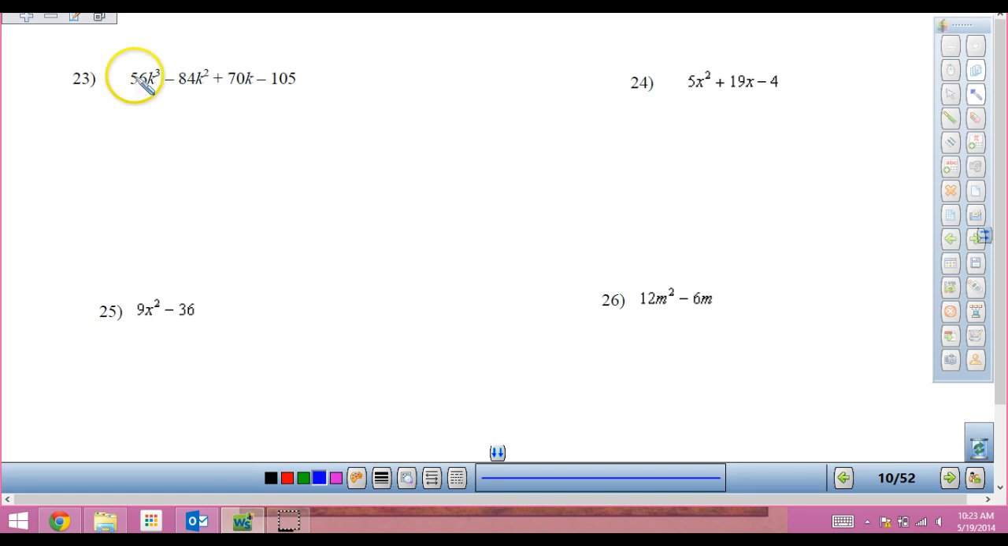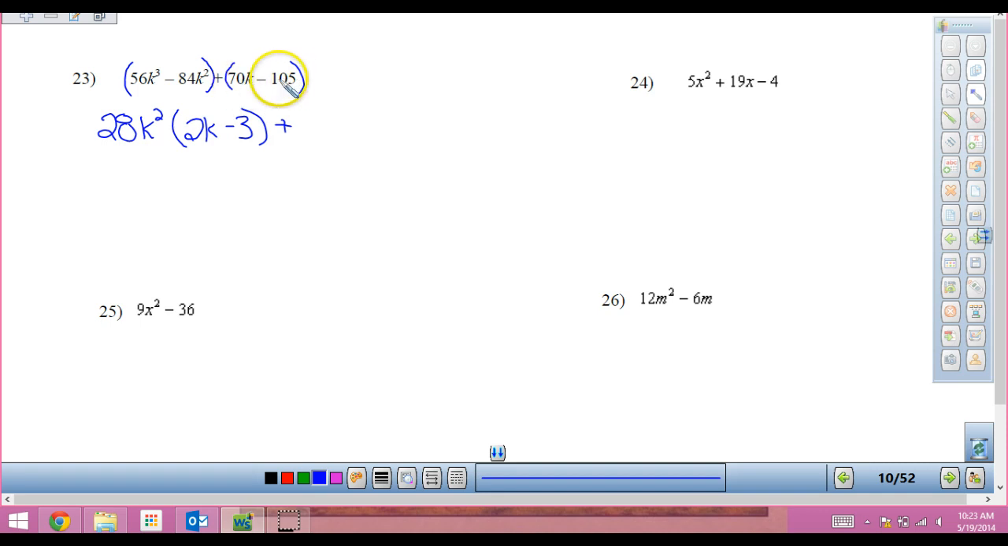Okay, 23. When we have 4 things, we need to do this by grouping. So I'm going to group those two together and these two together. Okay, biggest term that comes out of both 56 and 84 is going to be 28. So I can take out a 28. I can also take out a k squared. Okay, so what do I have left here? When I do that, I have 2k minus 3 right there, and then I'm going plus.